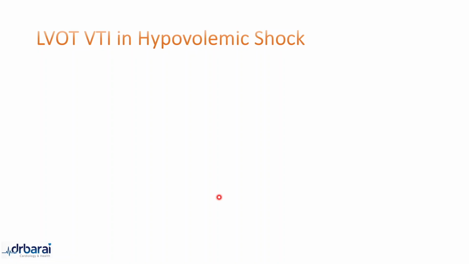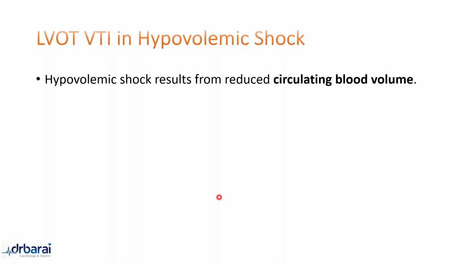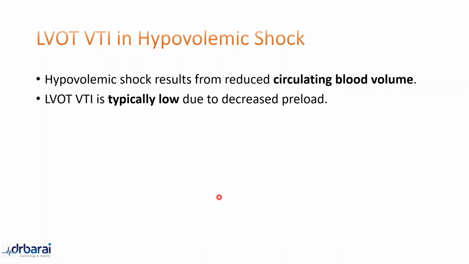Now let's focus on each of the different types of shock. First, the commonest type of shock that we see in the emergency department is hypovolemic shock. So what is hypovolemic shock? Hypovolemic shock is when the circulatory blood volume is reduced. Somebody might have severe diarrhea, vomiting. Somebody may have a per rectal bleeding, or somebody may have some gynecological bleeding. Somebody may have a severe burn. Their blood volume is so much reduced that they develop hypovolemic shock. Typically, the LVOT VTI is less than 18 centimeters in these patients because their preload is very reduced.